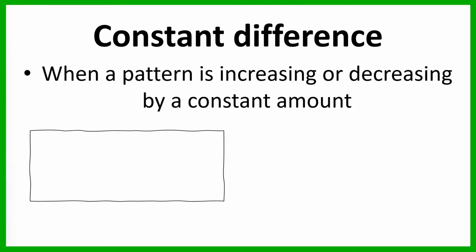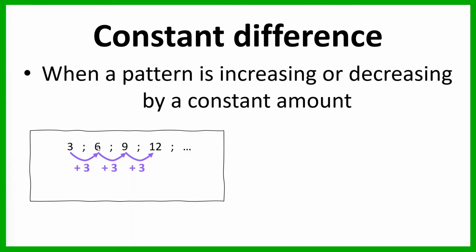So for example, we've got a pattern over here, 3, 6, 9, 12. In this pattern, if you go from the first term to the second term, it is increasing by 3. If you go from the second term to the third term, it is also increasing by 3. From the third term to the fourth term, it is also increasing by 3. So this is a constant difference. Remember, difference means subtraction. So we're working these out by taking the one term and subtracting the term before it.